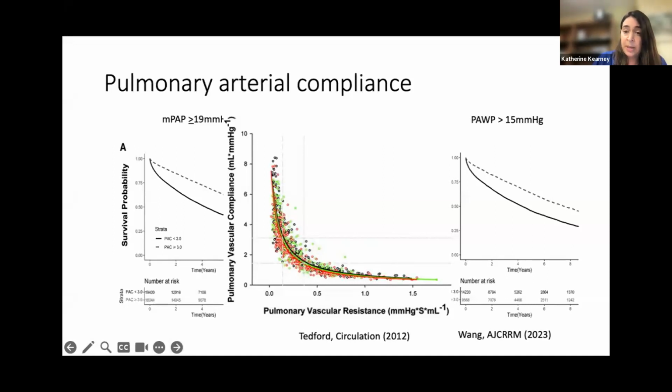The Wang paper consists of patients, mostly pulmonary hypertension due to left heart disease, and very few had an elevated PVR that we see in PAH patients. So that may partially explain this result. Should this be a treatment goal then across the spectrum of pulmonary hypertension?